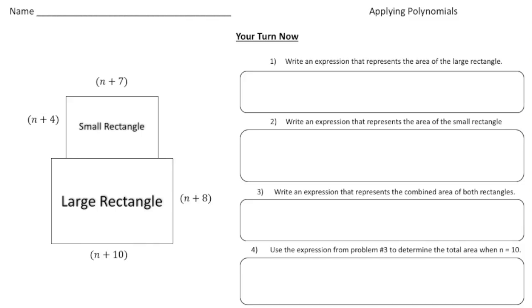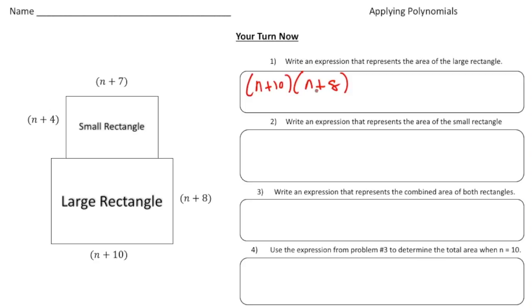All right, welcome back. Let's say you do this practice problem. So this problem involves 2 different rectangles. One is large, one is small. And the first question says, write an expression that represents the area of the large rectangle. So we know the length and width of the large rectangle. So it's going to be n plus 10 times n plus 8. So I need to now use FOIL.